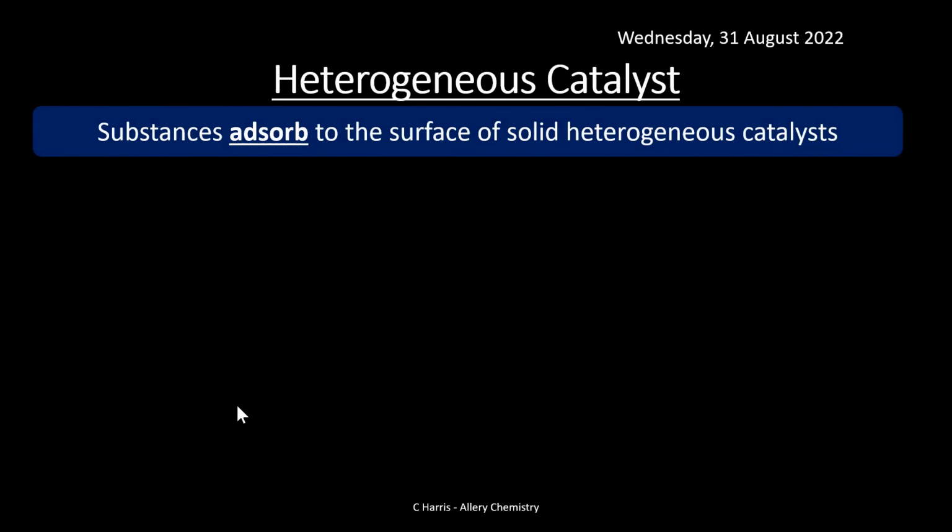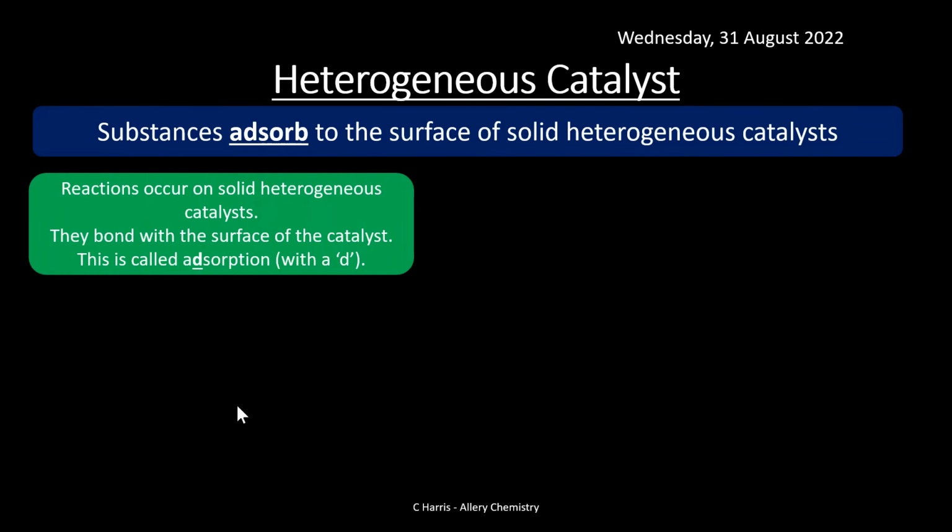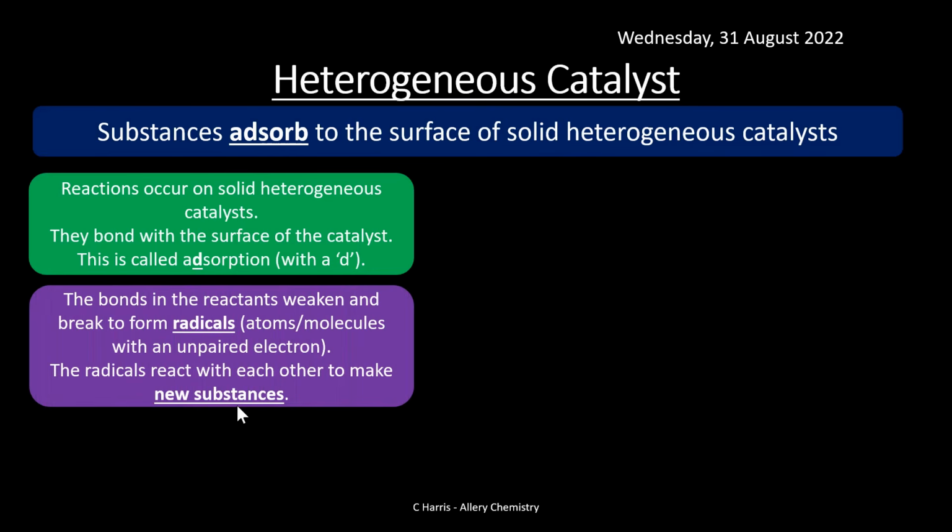So let's look at heterogeneous catalysts first. For year two, we need to understand the mechanics of how a heterogeneous catalyst works. Substances adsorb to the surface of a heterogeneous catalyst. Now, adsorb is really important. It's with a D. It's very different to absorb. Absorb with a B means like a sponge, it absorbs water. Adsorb means it adds to the surface. So it sticks to the surface, not integrated within the actual catalyst. So they bond to the surface of the catalyst. We call this adsorption. It's not a spelling mistake.